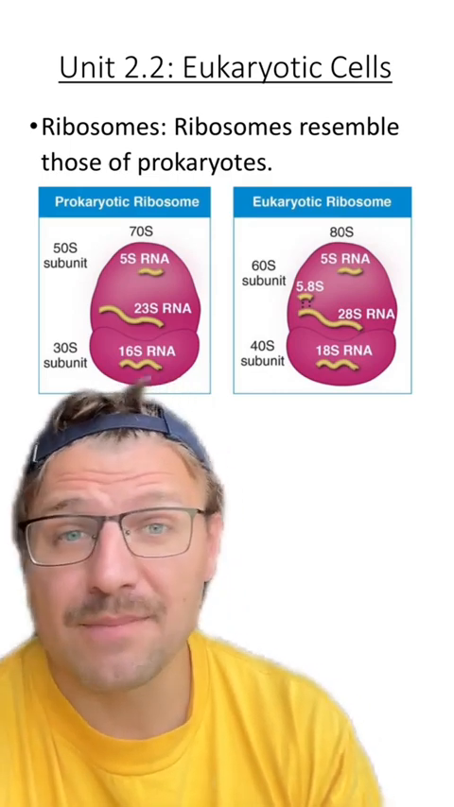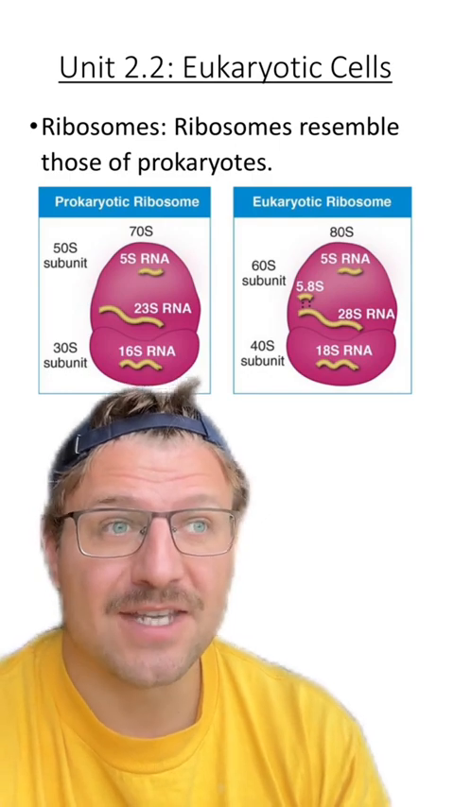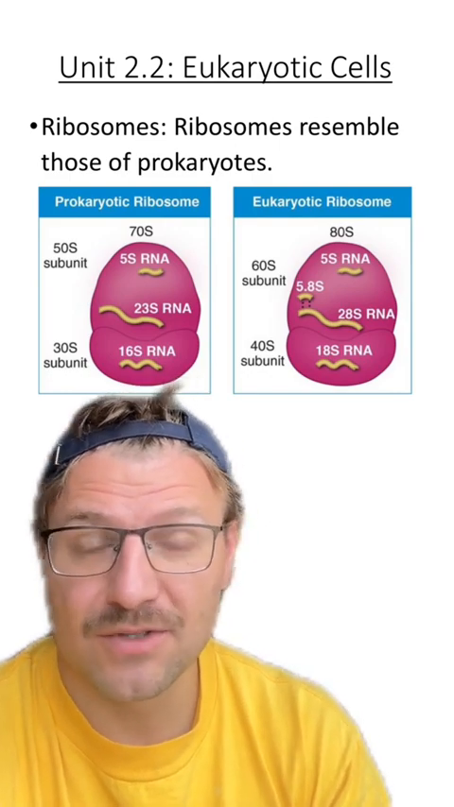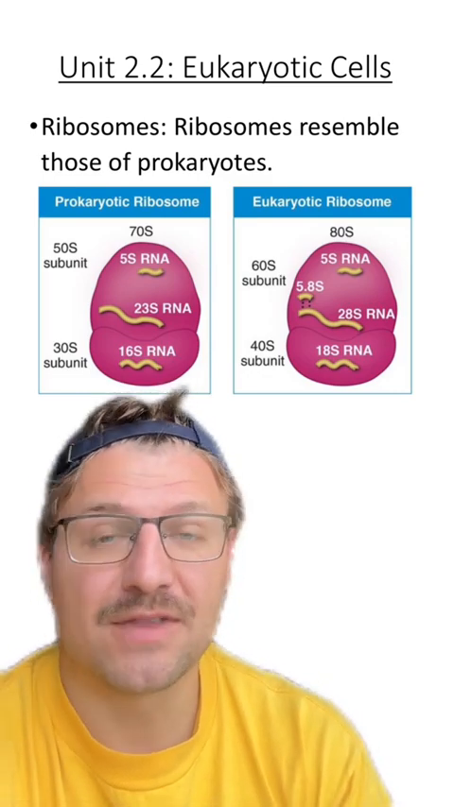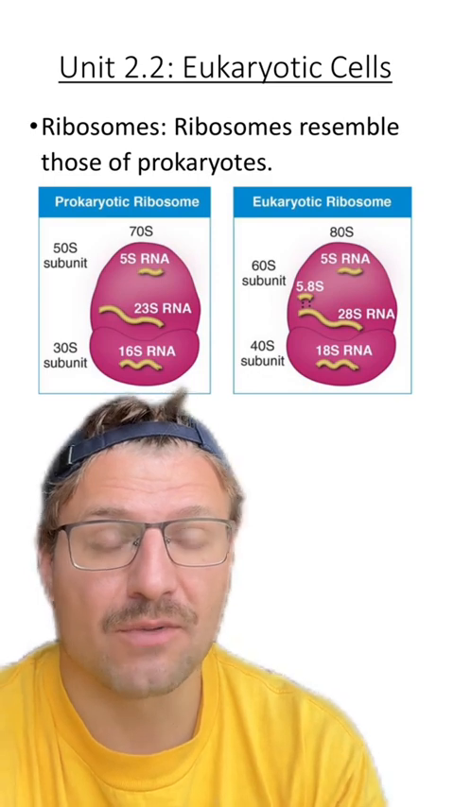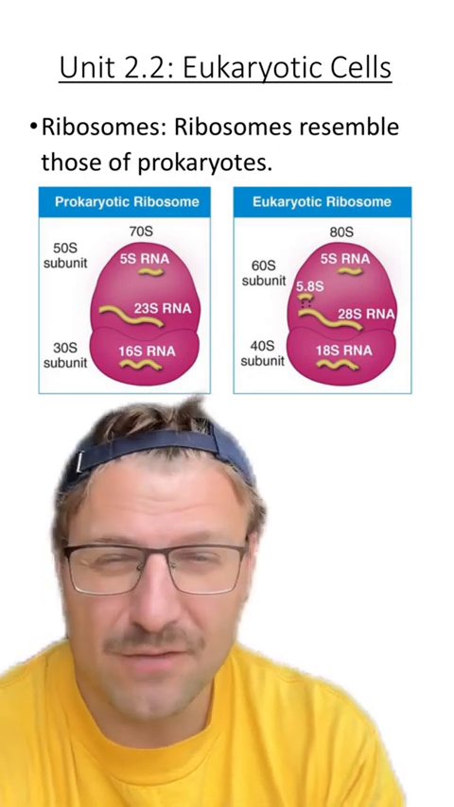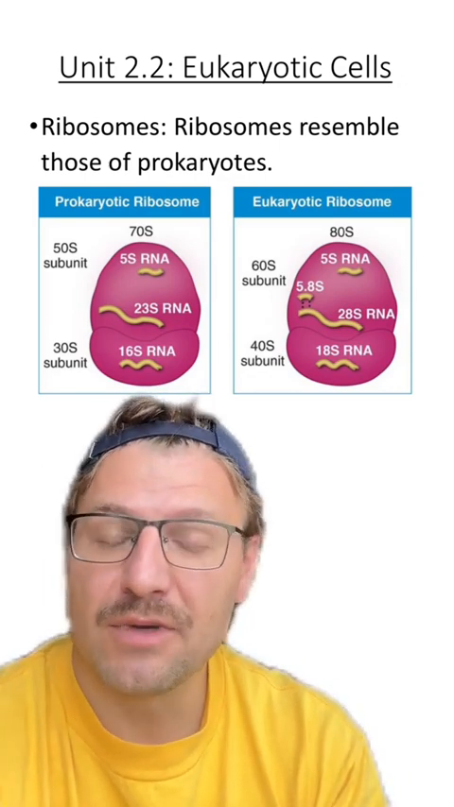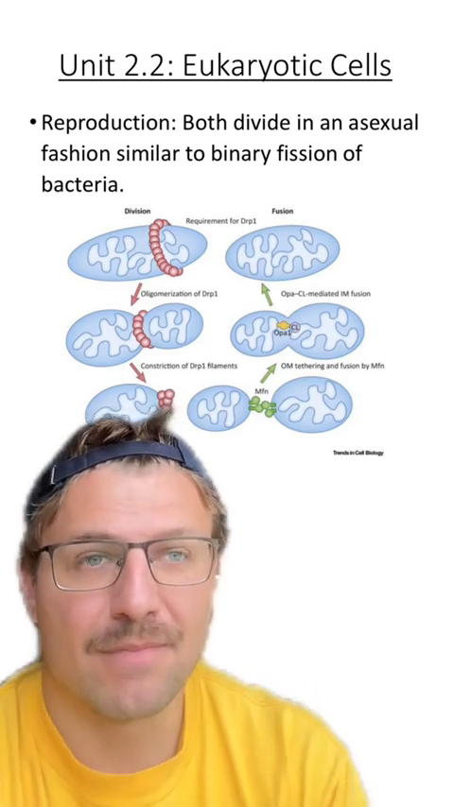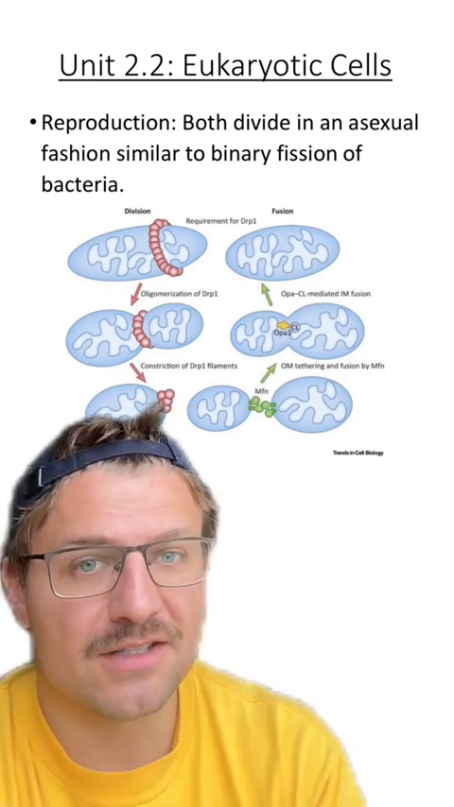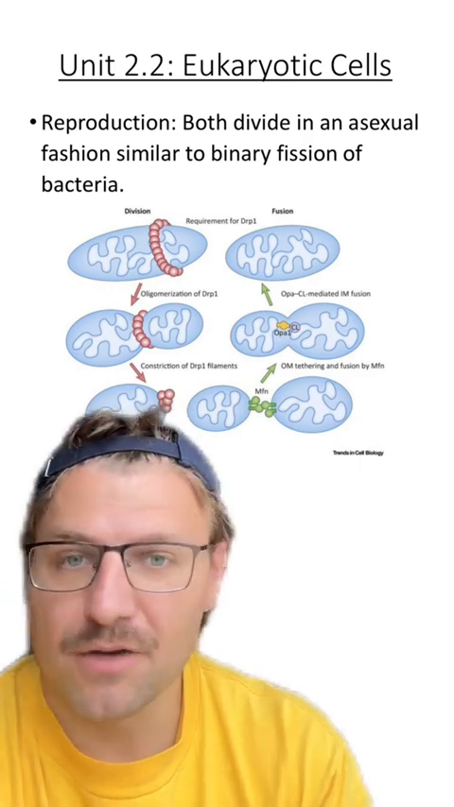Second, there are ribosomes within the mitochondria. And if you remember, having ribosomes is a requirement for cells. You have to be able to produce proteins. And not only do they have ribosomes, but these ribosomes also resemble the ribosomes of prokaryotes. Prokaryotic cells and eukaryotic cells have different types of ribosomes, and the ones that we find in mitochondria resemble those of prokaryotes.